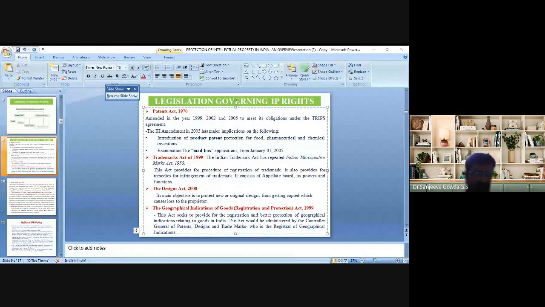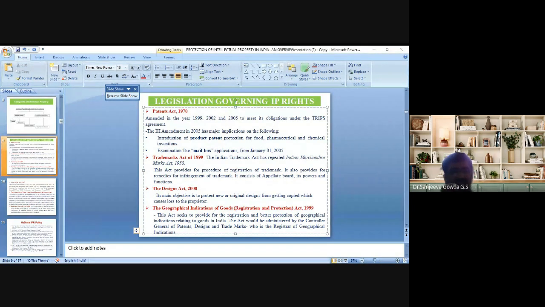Friends, another intellectual property right is covered by the Copyright Act 1957. This has been amended in 1983, 84, 92, 94, 99, and 2012 to meet national and international requirements. The 2012 amendments make Indian copyright law compliant with the Internet treaties, that is the World Intellectual Property Organization Copyright Treaty and the WIPO Performances and Phonograms Treaty.